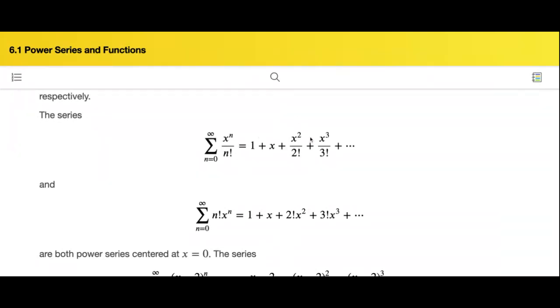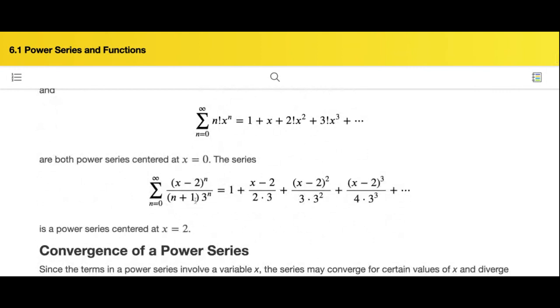And those two power series are centered at 0. The first one, the Cn's are 1 over n factorial. The second one, the Cn's are n factorial.